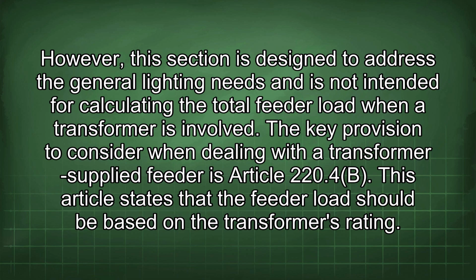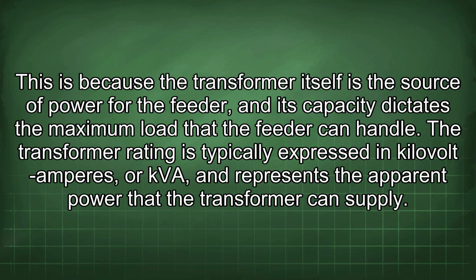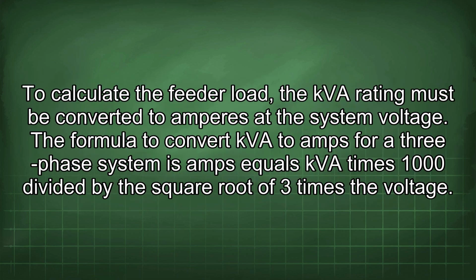The key provision to consider when dealing with a transformer-supplied feeder is Article 220.4b. This article states that the feeder load should be based on the transformer's rating. This is because the transformer itself is the source of power for the feeder, and its capacity dictates the maximum load that the feeder can handle. The transformer rating is typically expressed in kilovolt amperes, or kVA, and represents the apparent power that the transformer can supply. To calculate the feeder load, the kVA rating must be converted to amperes at the system voltage.